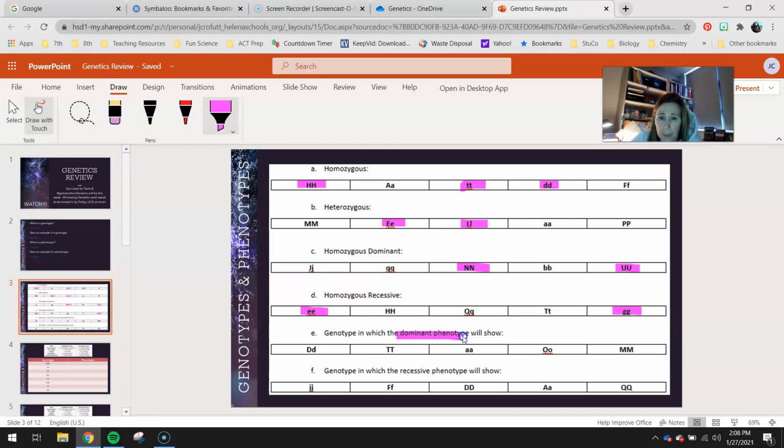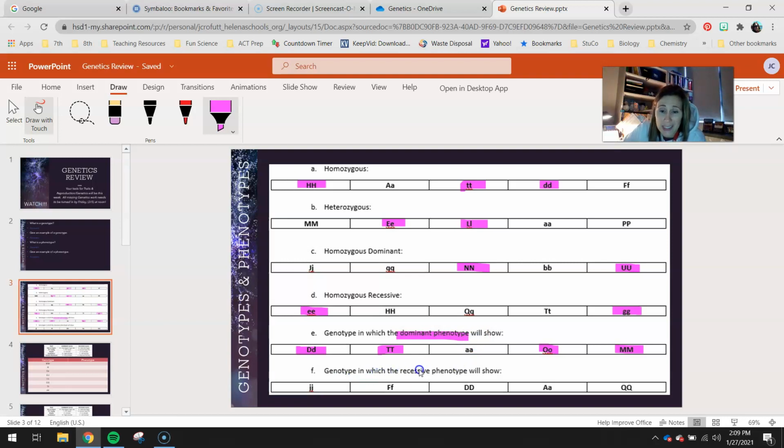Okay, finally, genotype in which the dominant phenotype will show. So we're looking for a genotype that's going to give us the dominant phenotype. So basically anything that has the dominant allele there, any capital letter. So this one has a dominant allele that's passed down, therefore we'll see the dominant phenotype. This one has two dominant alleles, so we'll definitely see the dominant phenotype. This one has one, so we'll see the dominant phenotype, and this one again has two. This one will give us the recessive phenotype.